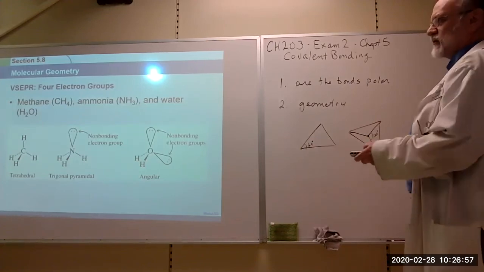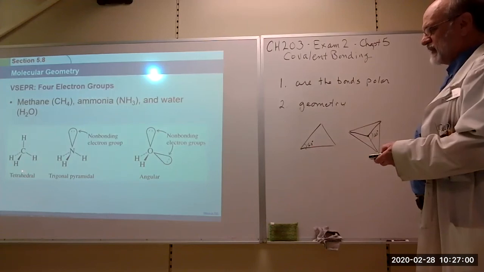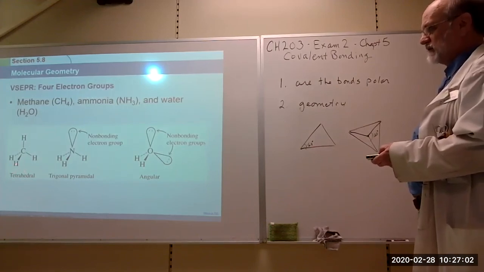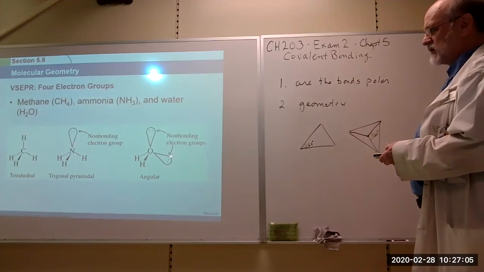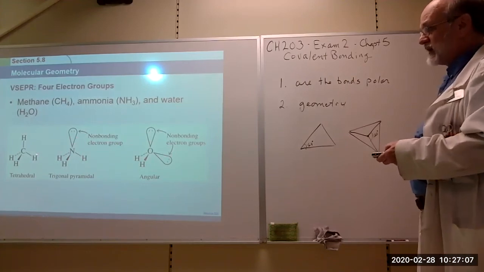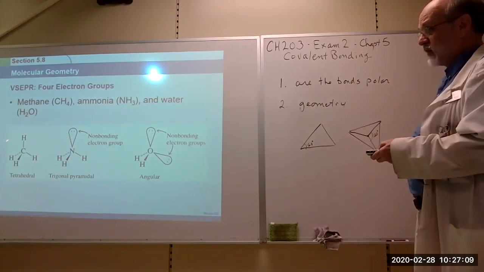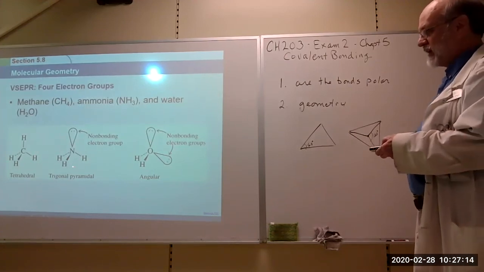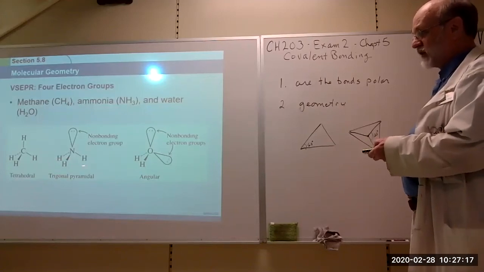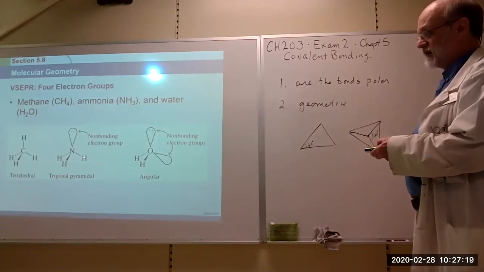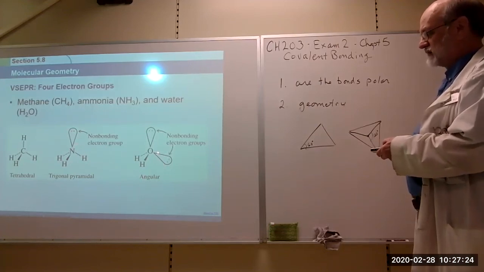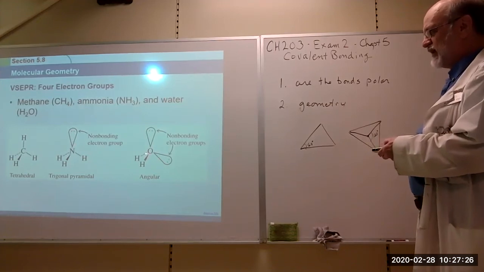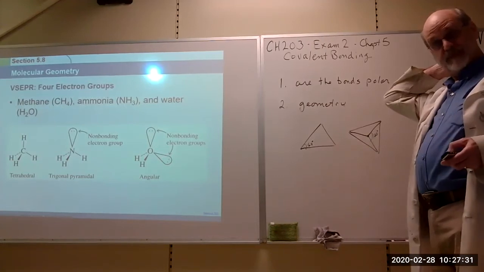Okay, so if you have 4 groups, the electronic structure is going to be tetrahedral. But if we have lone pairs, in this one, that's methane, right? That's natural gas. And in this one, I showed you earlier, is trigonal pyramid, or ammonia, because you have this one lone pair up here. And then for water, it's bent, because you have 2 lone pairs.